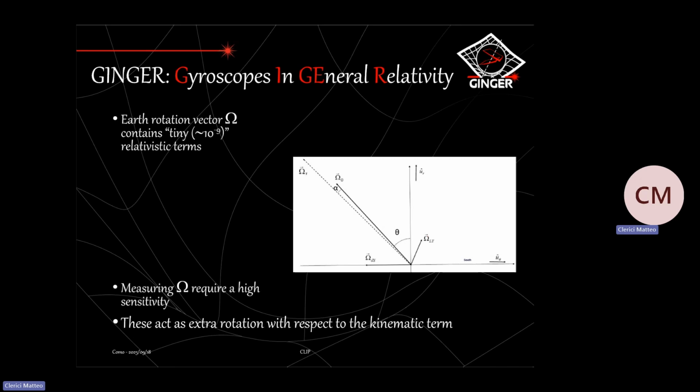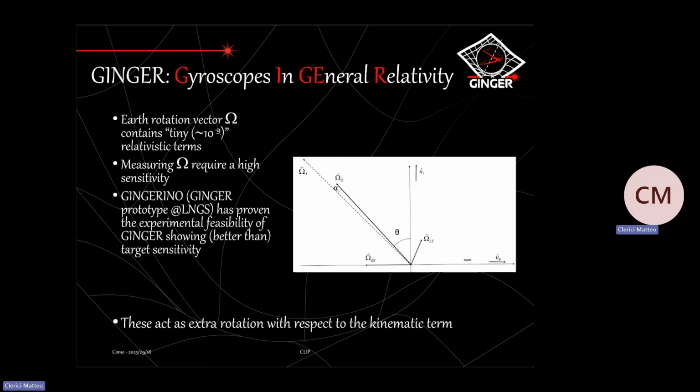The point is that measuring omega, the true omega, requires a very high sensitivity because you have to discriminate between effects that differ by 9 orders of magnitude, 10 to the 9 times. So we started to think about how to improve the sensitivity of the object.